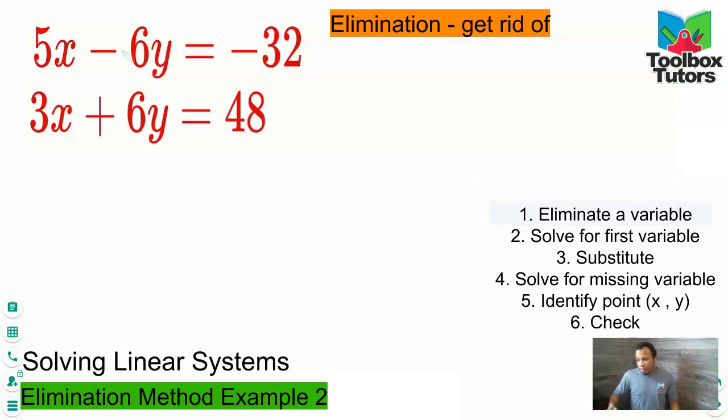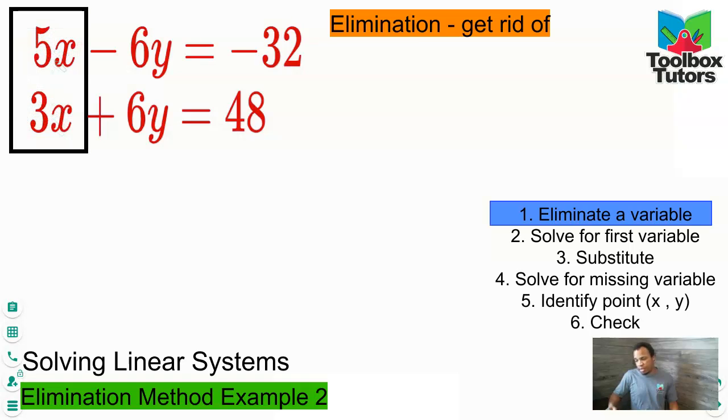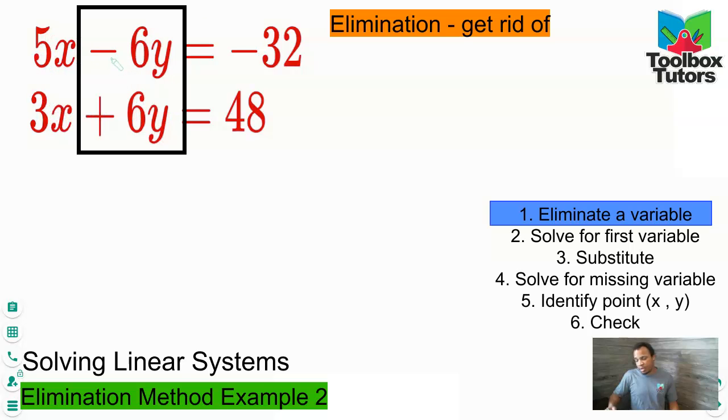So for this example, we have 5x minus 6y equals negative 32 and 3x plus 6y equals 48. Let's start looking at our x's, 5x and 3x. These are not opposites, so let's go to our y's. With our y's, we have negative 6y on top and positive 6y on the bottom. These two are opposites, so that means we can eliminate these and solve for x.